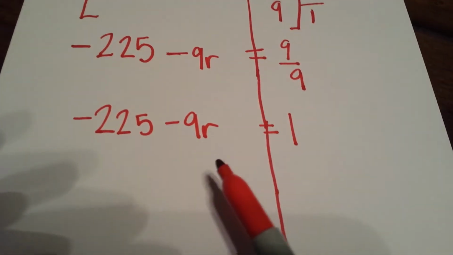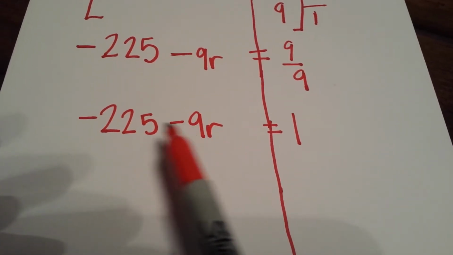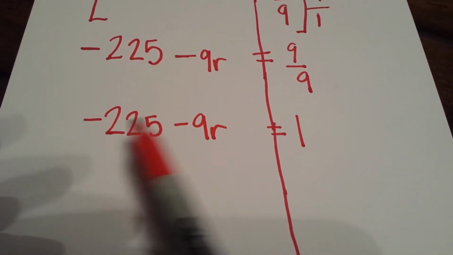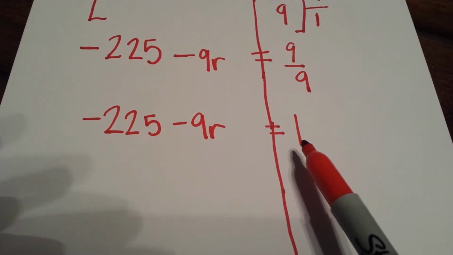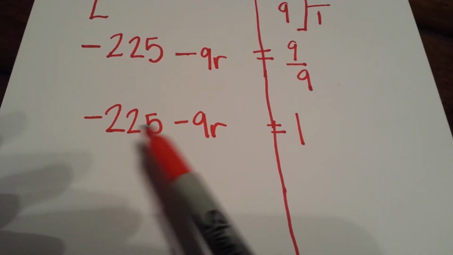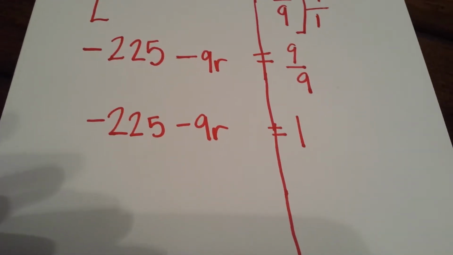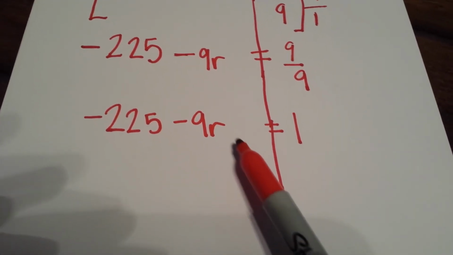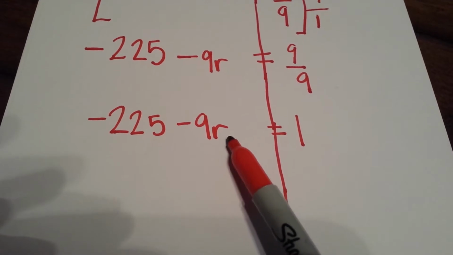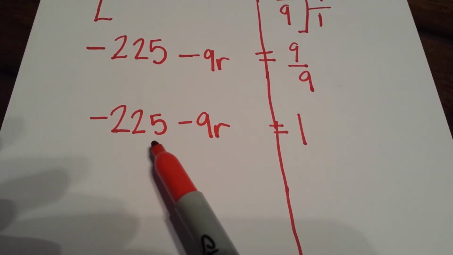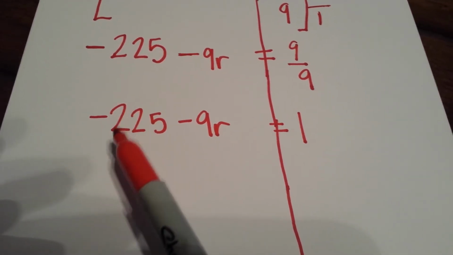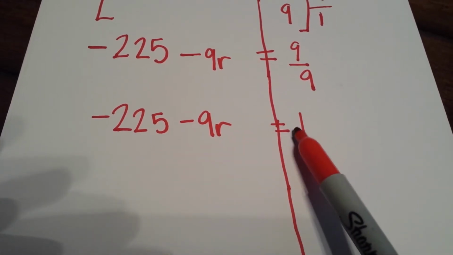Now, on my left side, I have a variable, but I have no variables to combine it with. On my right side, I have a constant, no other constants. On the left, I have a constant, no other constants. So now I have to start moving things across the equal sign. I'm trying to get r by itself, so I'm not going to move this 1 over here with the negative 225. I'm going to move the negative 225 over here with the 1.